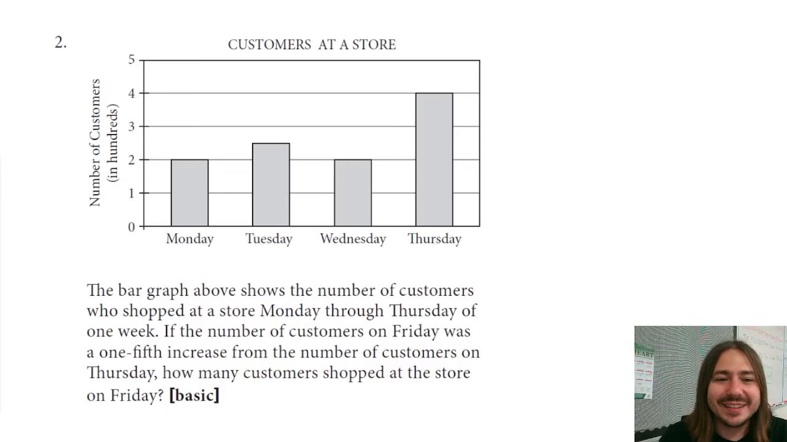Hey y'all, welcome back. Number 2 on these TSI practice problems says, the bar graph above shows the number of customers who shopped at a store Monday through Thursday of 1 week. Okay, and before I go any further, I just want to make it very clear how many customers shop there. In hundreds. So on Monday, there was 200 customers. I'm just going to make a little note here, 200.